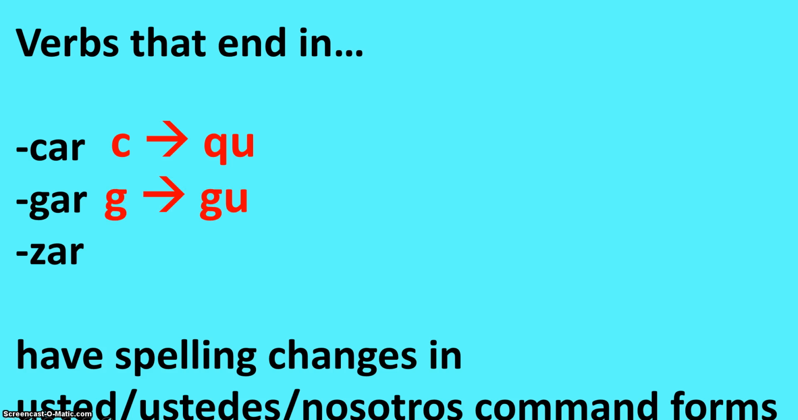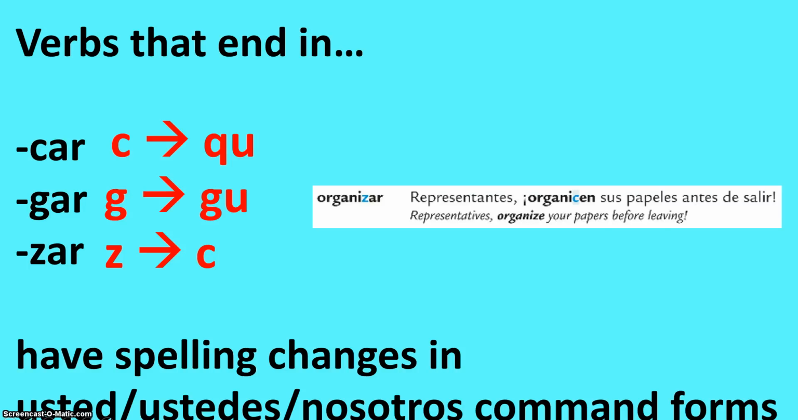Gar verbs, the G is going to change to a GU. And zar verbs, the Z is going to change to a C. So it's the same spelling changes that we had in the preterite tense for these verbs too. I have an ejemplo with organizar. Representatives, organize your papers before leaving. You'll notice that in my ustedes command, organicen, that Z changed to a C. So just remember that car, gar, zar verbs all have spelling changes in the usted, ustedes, and nosotros command forms.